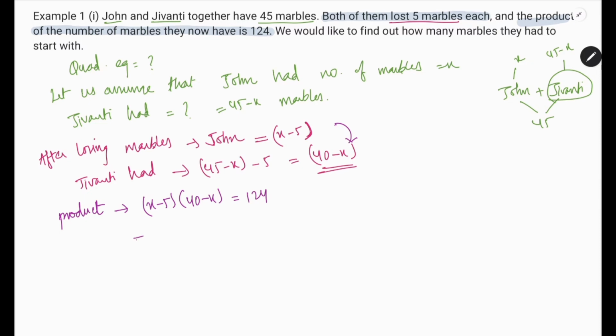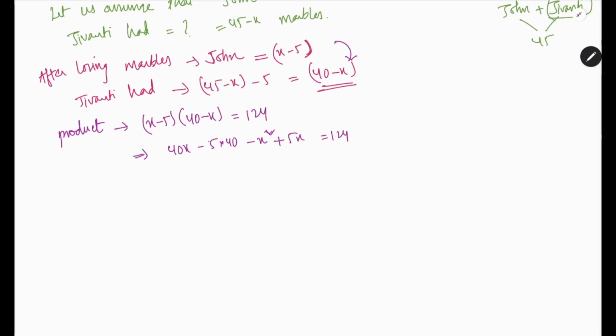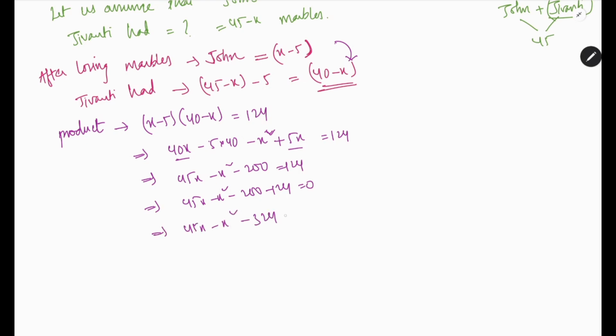Now let us simplify them. 40x minus x² minus 200 plus 5x equals 124. Here 40x plus 5x is 45x, minus x². 5 into 40 is 200. So 45x minus x² minus 200 minus 124 equals 0. That is 45x minus x² minus 324 equals 0.